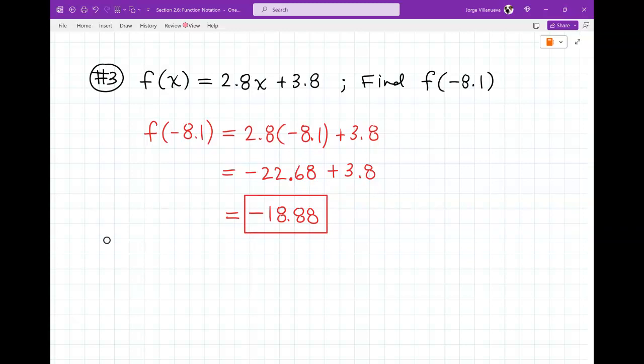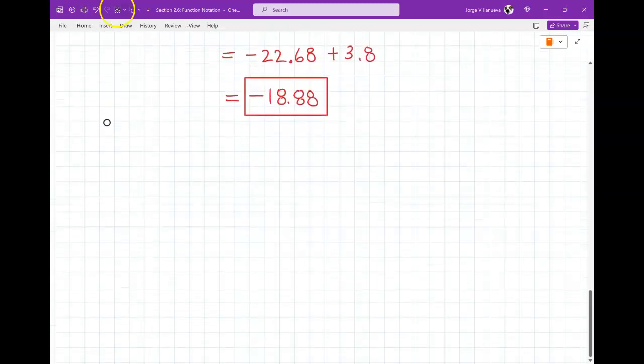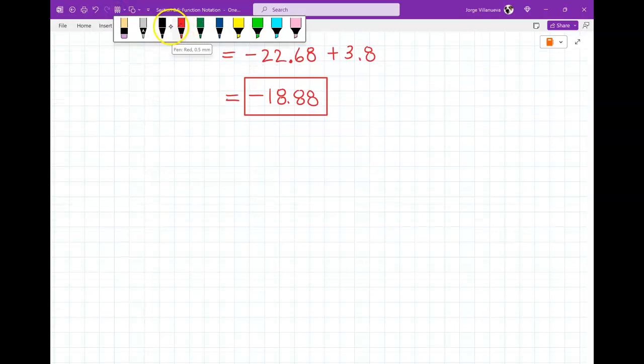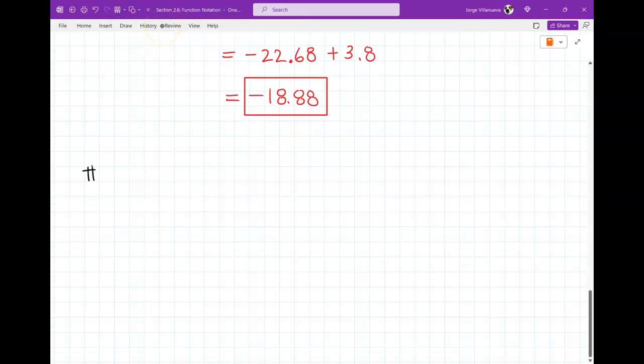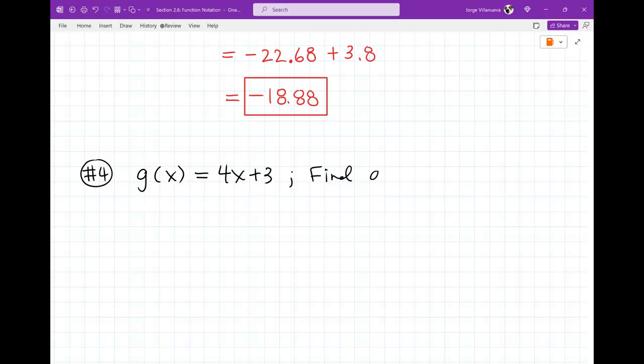Now, I'm going to do one more example, and then we're going to move to something else. But notice this one was a little different because they wanted you to use calculators with it. And then this one is going to be function notation by plugging in other variables. So here we go. Let's do this one. g of x is equal to 4x plus 3. And then they say find g of x plus 4.